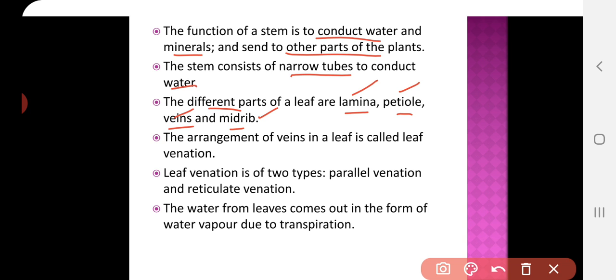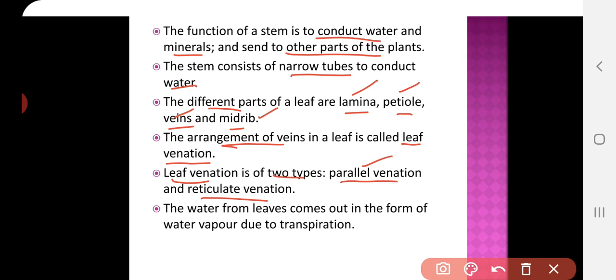The arrangement of veins in the leaf is called leaf venation. So the pattern or the design of the veins is called leaf venation. It is of two types: parallel venation and reticulate venation. In parallel venation, the veins are arranged parallel to each other. In reticulate venation, the veins are arranged in a net-like structure on both sides of the midrib. That is the reticulate venation.